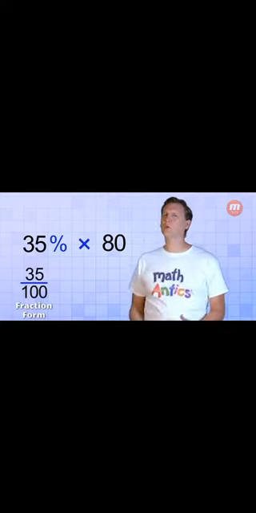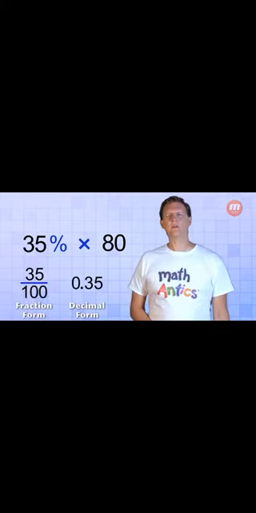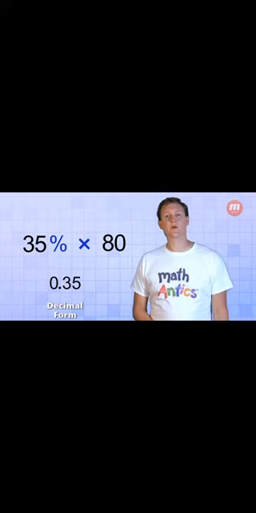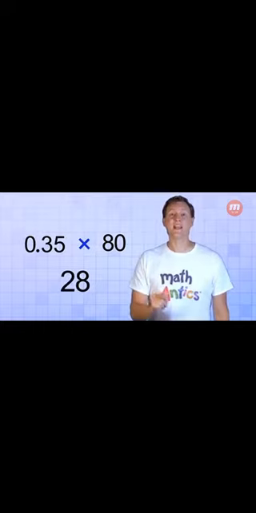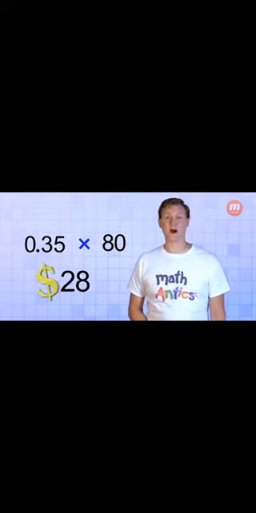Okay then, let's start by replacing the "of" with the times symbol. And next we have to decide if we want to replace the percent with its fraction form or its decimal form. I think I'll use the decimal form for this one, which means I'll replace the 35% with 0.35. Now, all we have to do is multiply 0.35 times 80, and that's 28. That means you'll get $28 if you help your friend walk those dogs. Cha-ching!